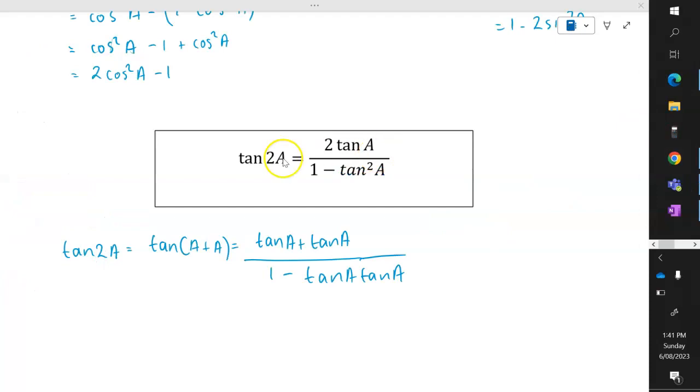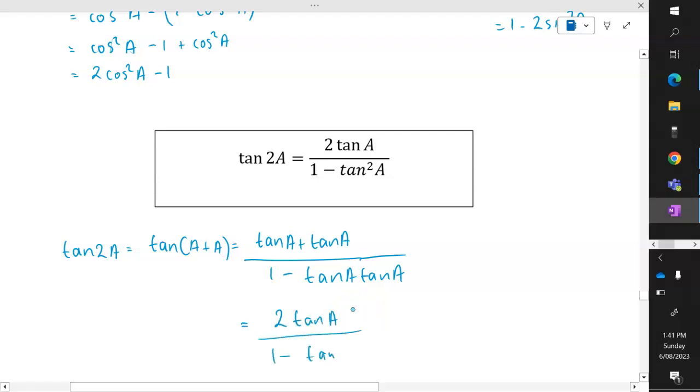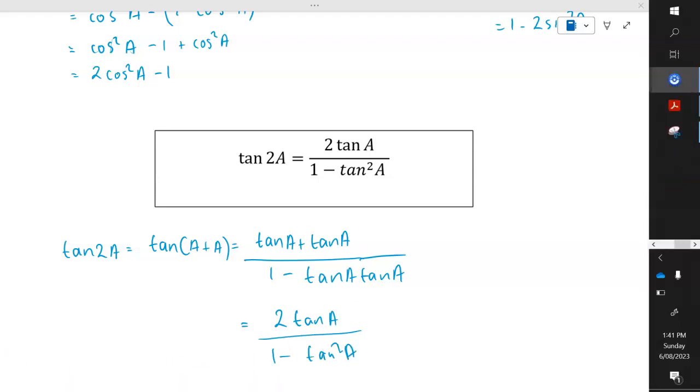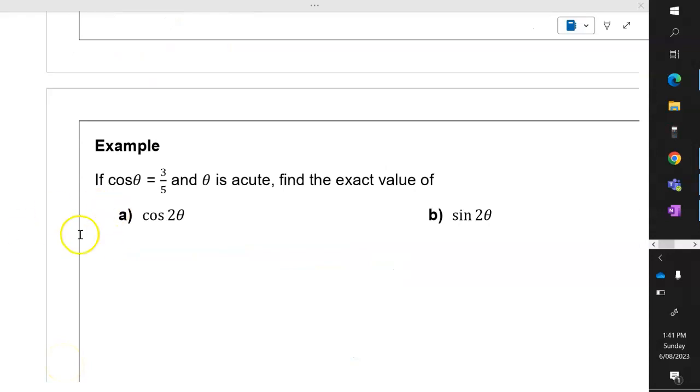So following the same rules as above, to get tan 2A, I've written it as tan of A plus A, and just pop that straight into the formula that is on our HSC formula sheet. So we'd get tan A plus tan A over 1 minus tan A tan A, which means we've got two lots of tan A on the top line, and our bottom line is 1 minus tan squared A, which is what we were required.